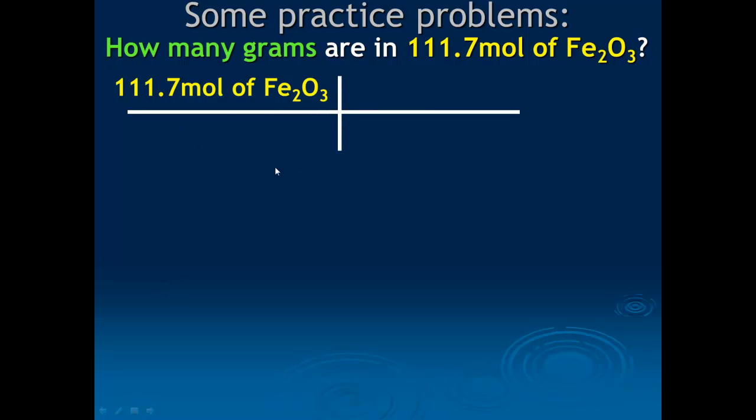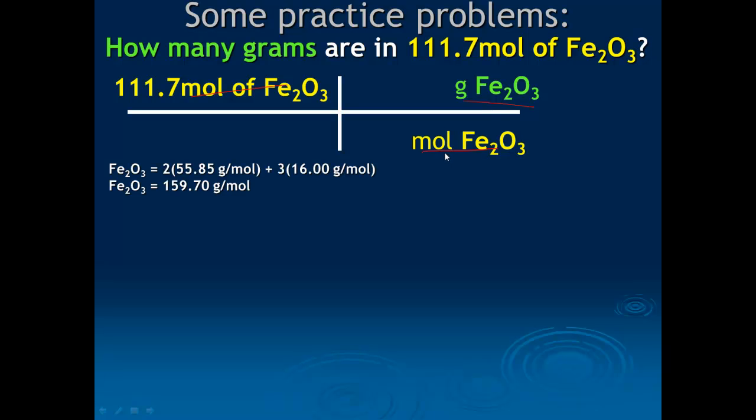Set up what I'm given first. That's always going to go there. Diagonal across the bottom so the units cancel out. We would see these cancel, moles and moles. The units that I'm looking for always go right here. They want to go at the very end. I need a relationship between moles and grams. 1 mole equals the number of grams off the periodic table. So 1 mole of iron 3 oxide is going to equal 159.70 grams per mole. Okay?